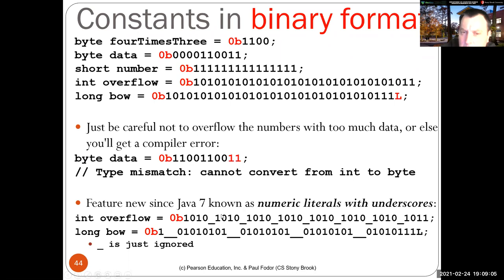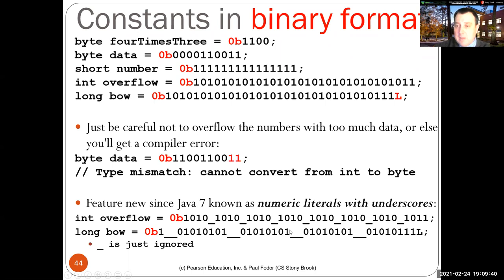Since Java 7, you can put underscores. You can actually put them anywhere, but usually you put them to separate 4 bits at a time, starting from the right-hand side. So now you can actually see how many groups. So this is one byte, another byte, and another byte. This is a 4-byte long integer value that is assigned to overflow. And for longer numbers, you can basically see how you would represent it.